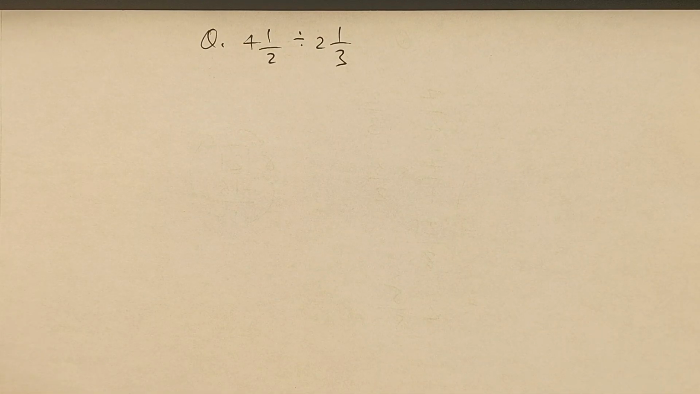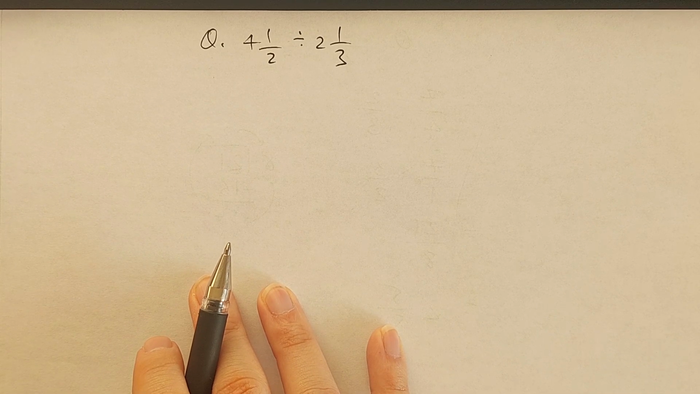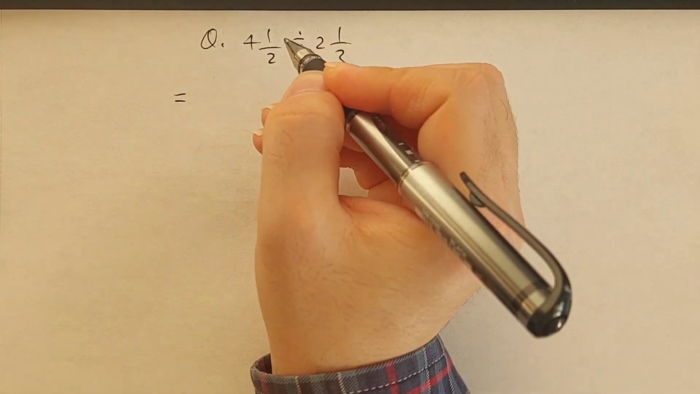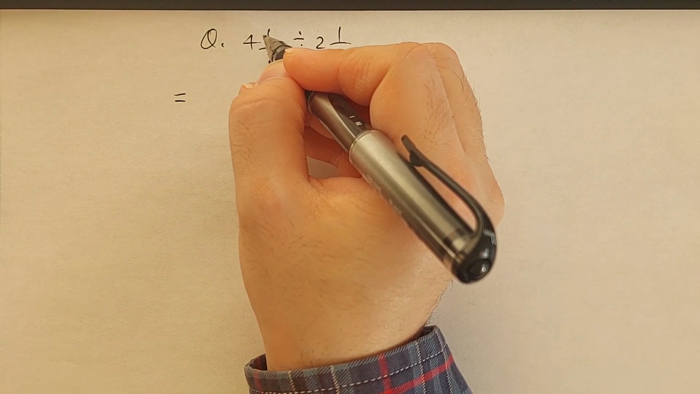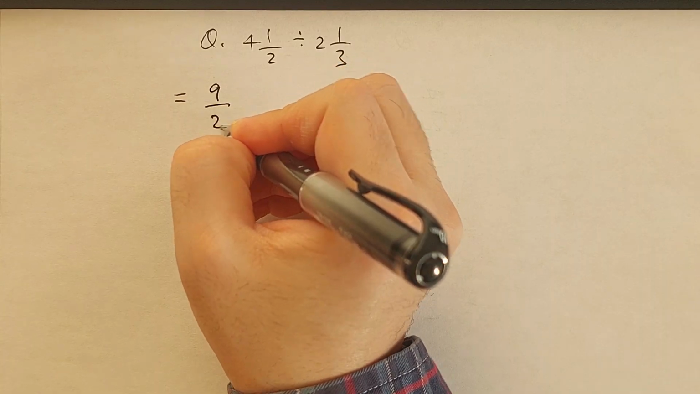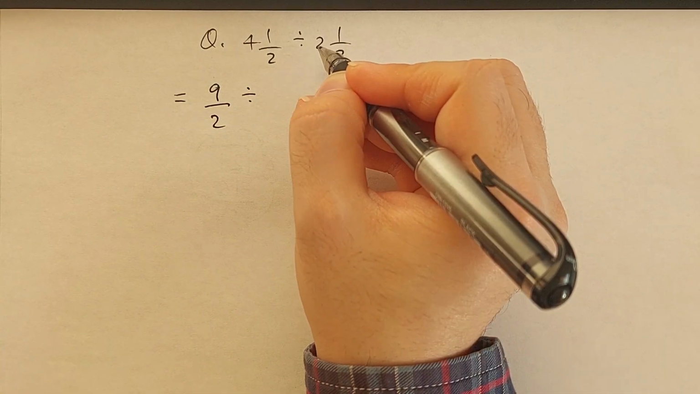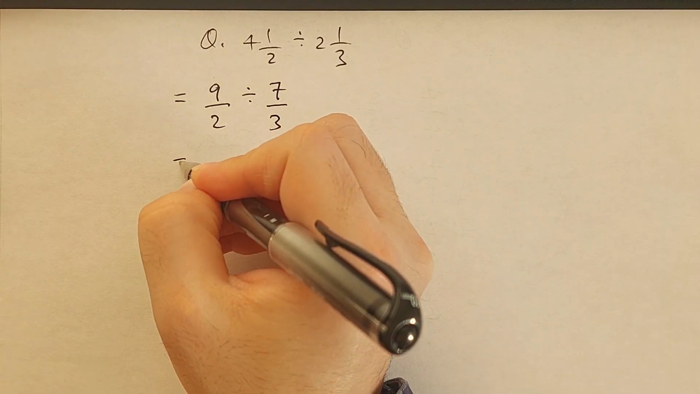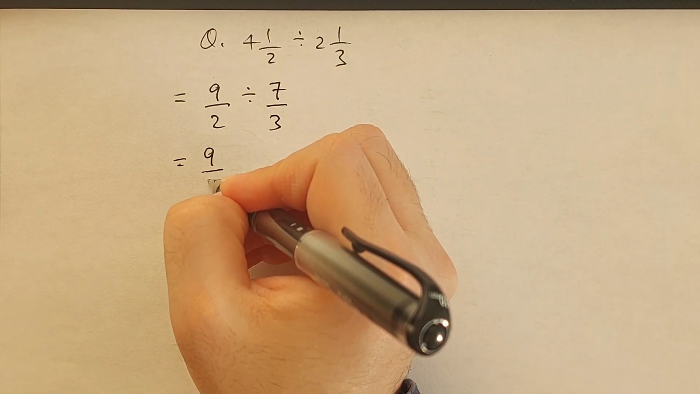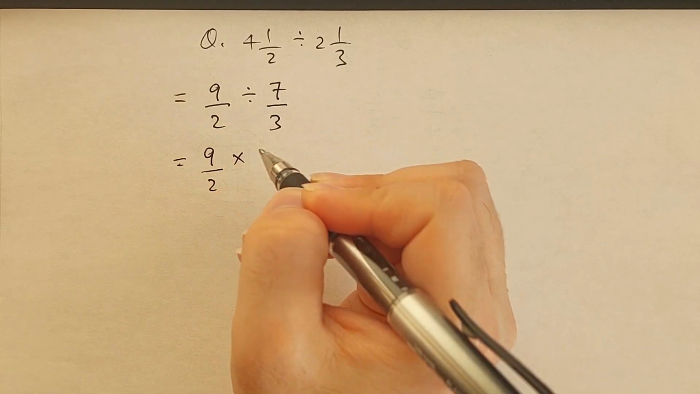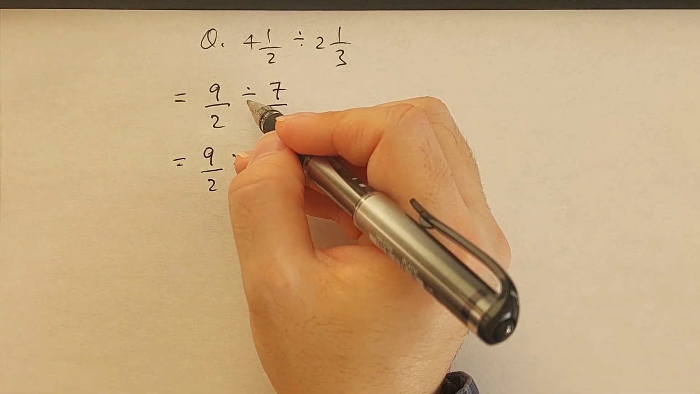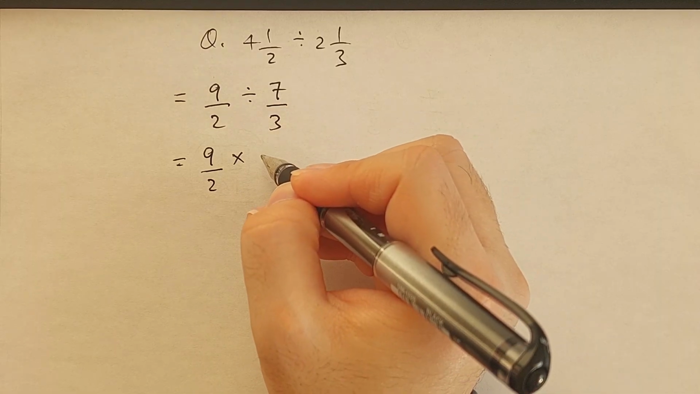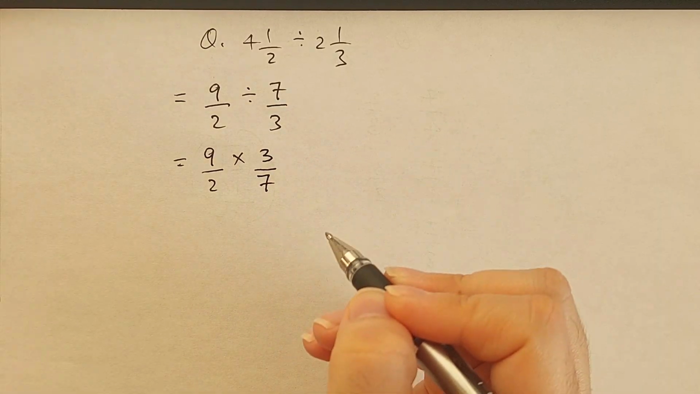Our final question for today is 4 1/2 divided by 2 1/3. We first convert both of them into improper fractions. 2 times 4 is 8, plus 1 is 9. 3 times 2 is 6, plus 1 is 7. And now we convert this division sign to a multiplication sign. And when we do that, we take the fraction after it and we switch its numerator and denominator.